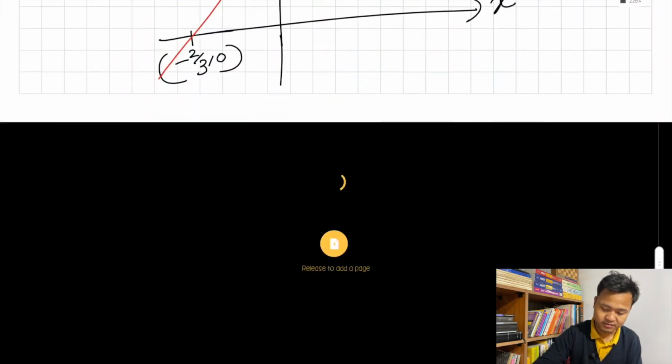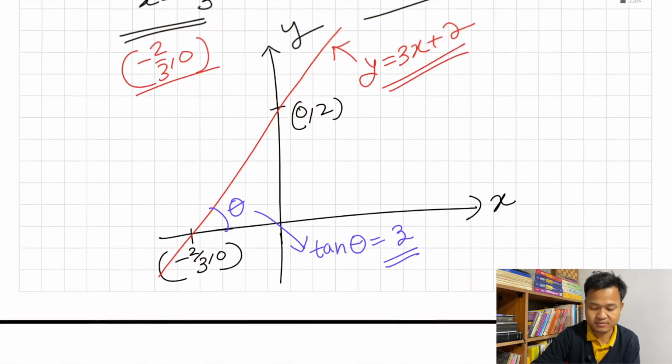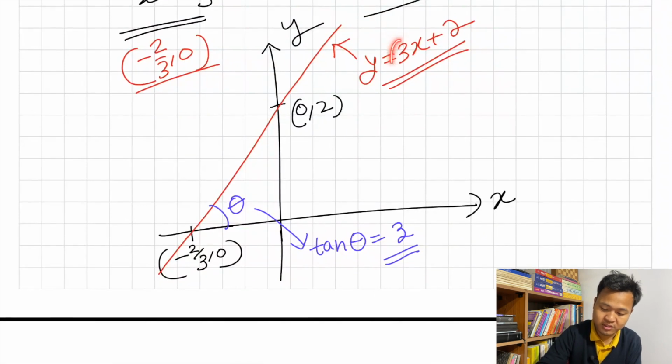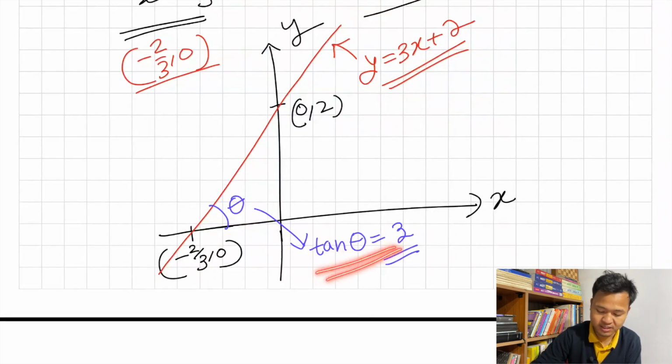Here, if you see the angle made by this straight line with the x-axis, this angle theta, this theta is the slope. If I find tan theta, this is nothing but 3. So for y equals 3x plus 2, the slope is 3. If you compare with y equals mx plus c, m is equal to 3. Therefore the slope is 3. Positive and negative slope we'll discuss afterwards.